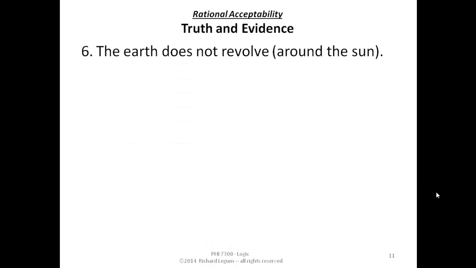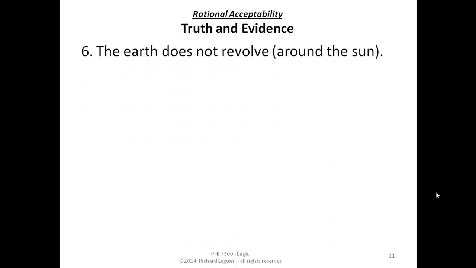Now notice, we would like to say that there's a connection between truth and evidence, or certainly between rational acceptability and evidence. That is, the reason you should accept the rationally acceptable argument is that it's going to get you to the truth of the matter. But let's consider, it's not that simple, and let's consider an example that's going to explain why.